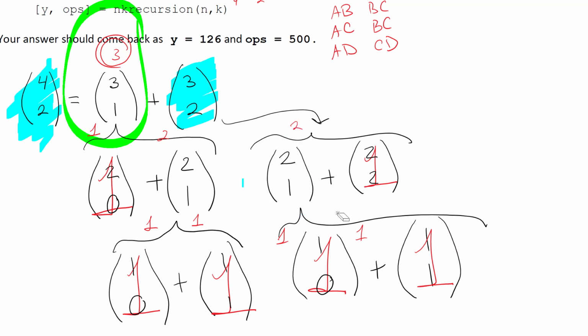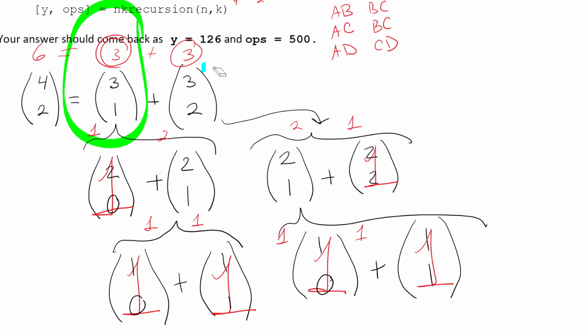So I have 1 plus 1 gives me 2. And then this closes. Then I run 2 choose 2, which gives me a 1. So that closes. I have 2 plus 1 is 3. So then this closes. And then I'll do 3 plus 3 is 6. And then the 4 choose 2 closes.